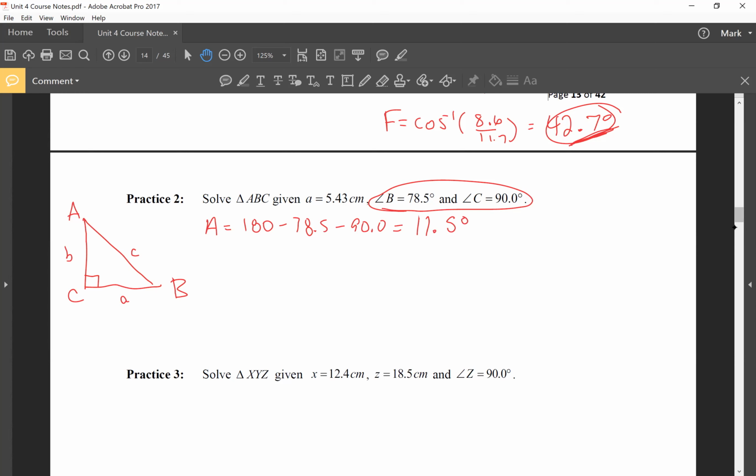All right, what else do we know? Oh, let me write some things down too. So B is 78.5. A is 11.5.